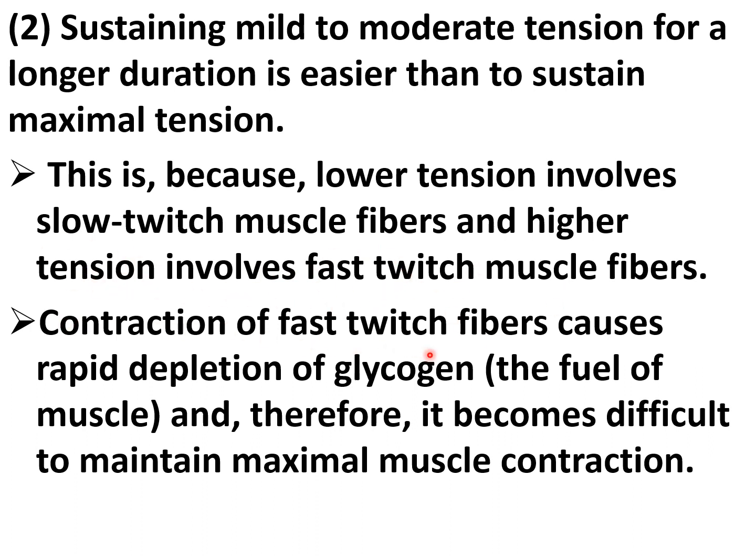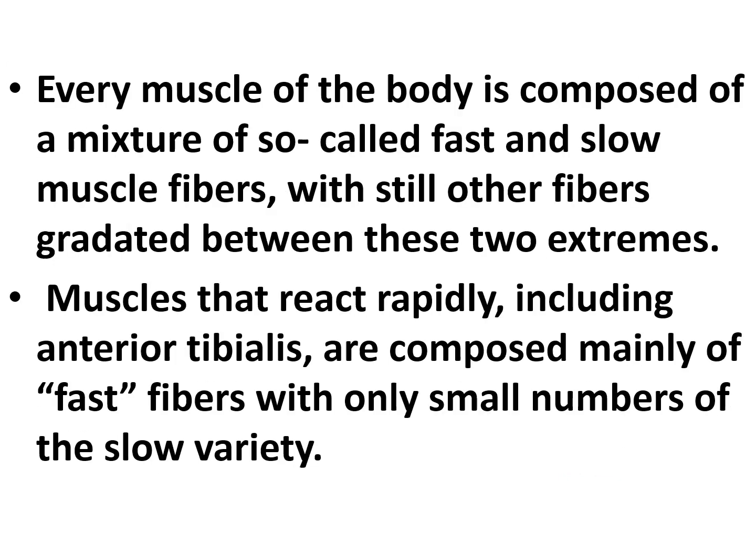Contraction of the fast twitch fibers causes rapid depletion of glycogen, which is the fuel of the muscle, and therefore it becomes difficult to maintain the maximal muscle contraction. Every muscle of the body is composed of a mixture of so-called fast and slow muscle fibers, with still other fibers graded between these two extremes.